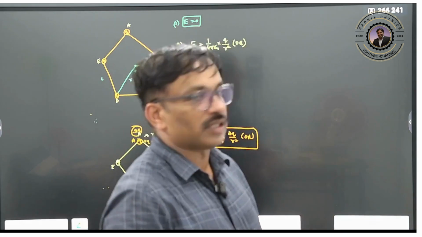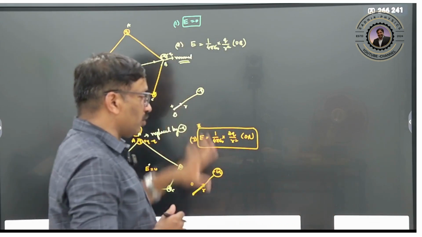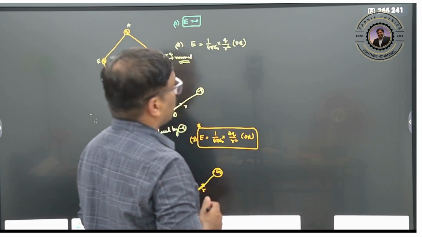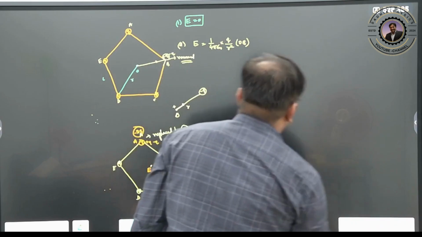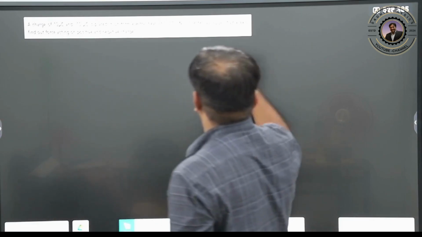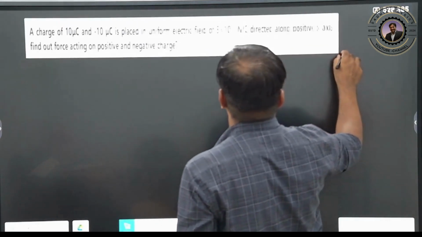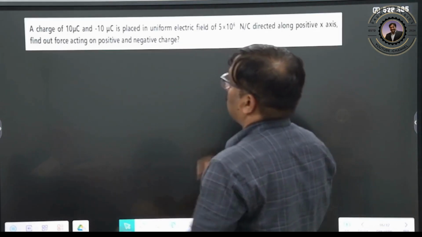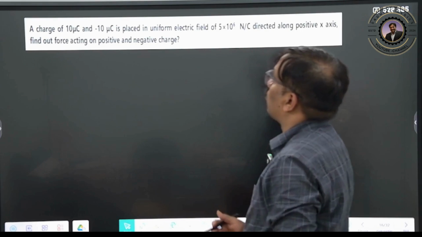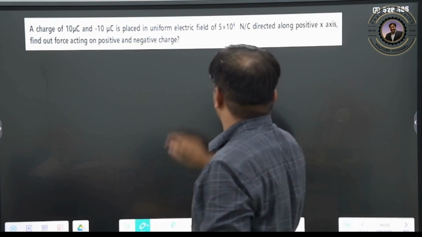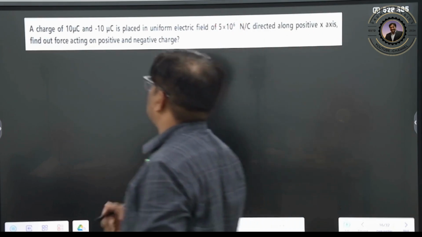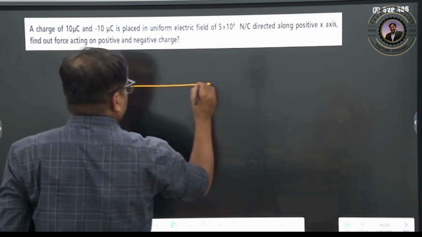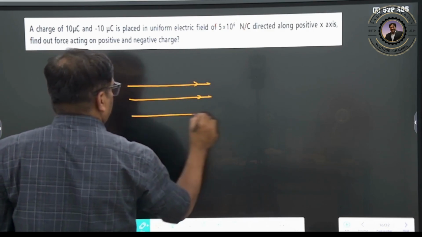So we will see some more questions, some numerical problems, based on this electric field concept. Clear? Right students, we will solve some problems now based on this. Let us see, a charge of 10 microcoulomb and minus 10 microcoulomb placed in an electric field. There is a uniform electric field given, which lies along the x-axis. Find out the force. So along the x-axis there is a uniform electric field.